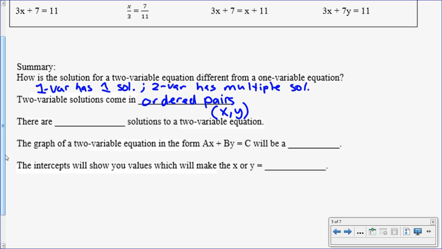There are blank solutions to a two-variable equation. Infinite or many. Infinite means it never stops. Those lines go on forever. They don't stop. All right. The graph of a two-variable equation in the form ax plus by equals c will be linear. Okay. As we saw in our graphs, this equals a straight line.